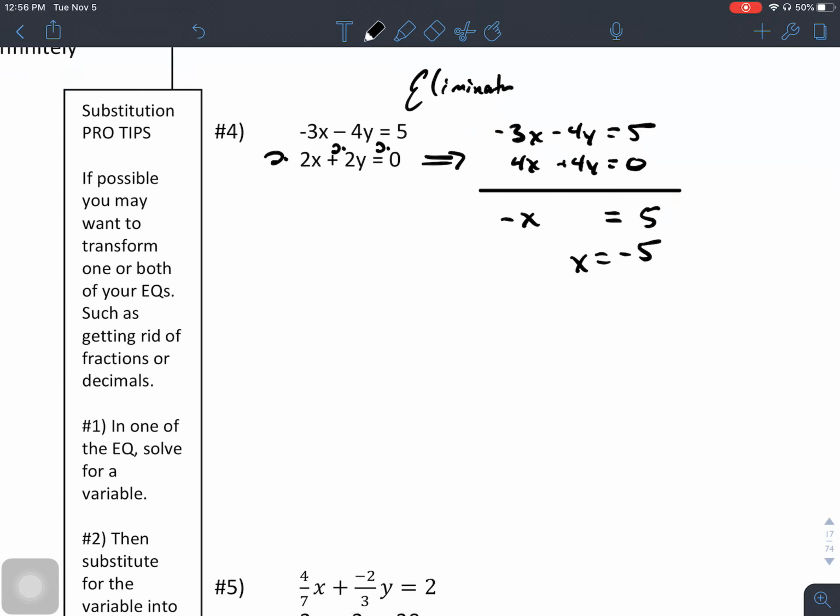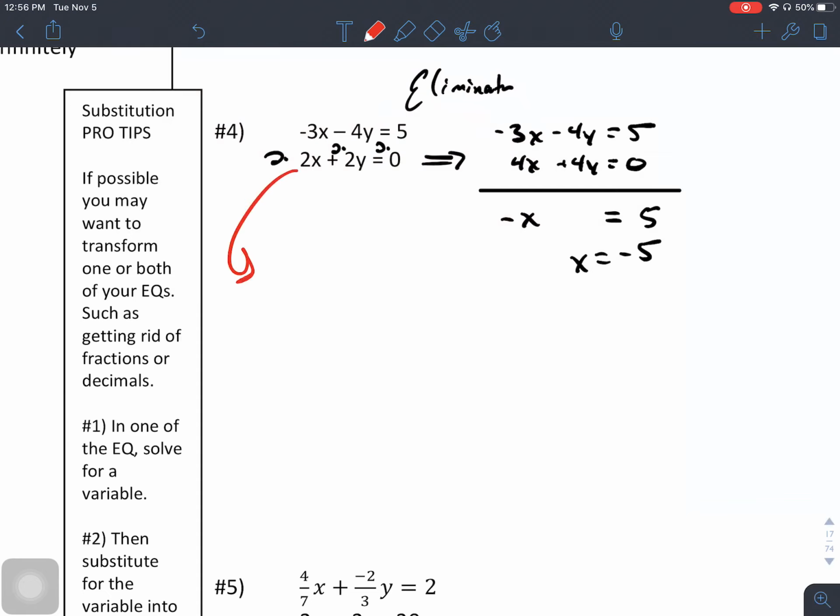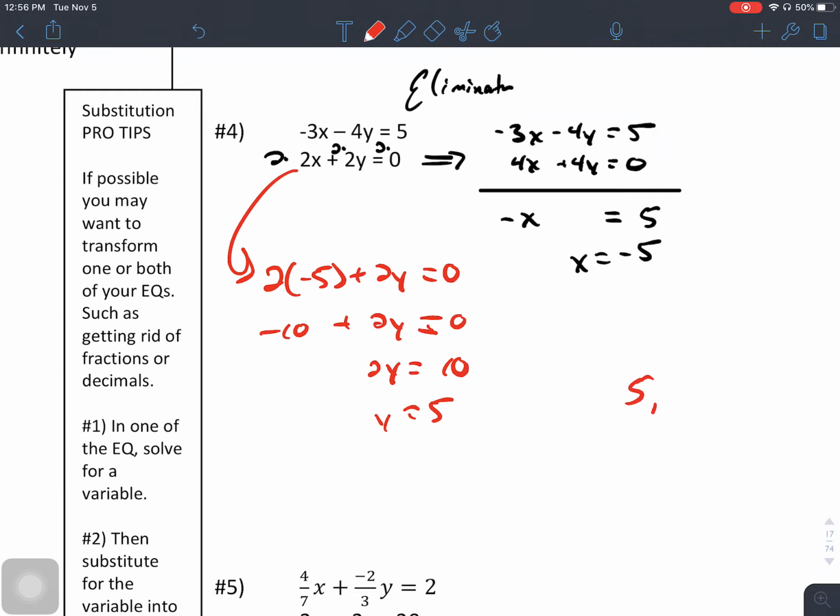To figure out what y is, we can take any of these four versions of these equations. I'm going to choose this equation. I'm going to replace the x with negative 5 to get y by itself. It's going to be negative 10 plus 2y is 0. 2y is 10. That means y is 5. The ordered pair for this is 5, negative 5.